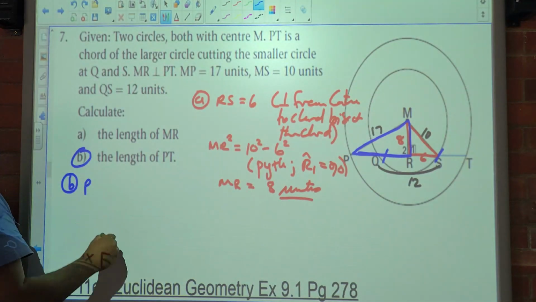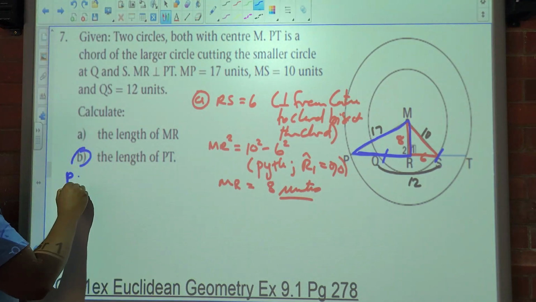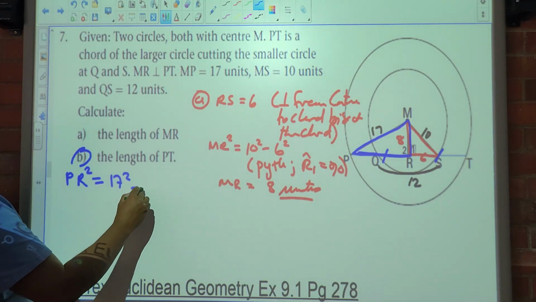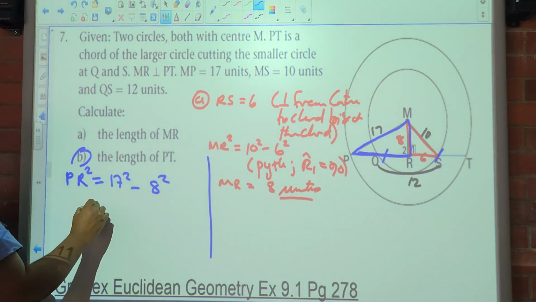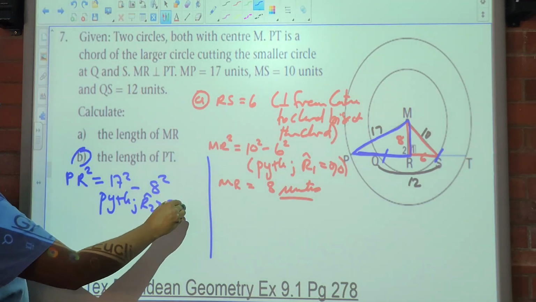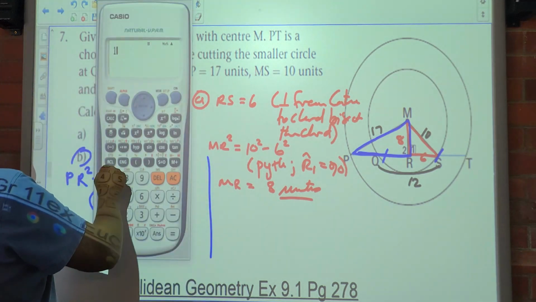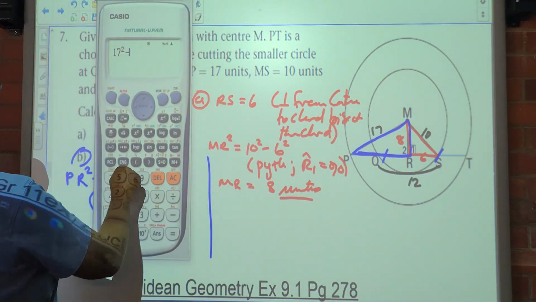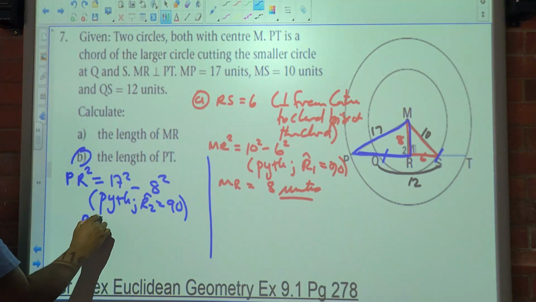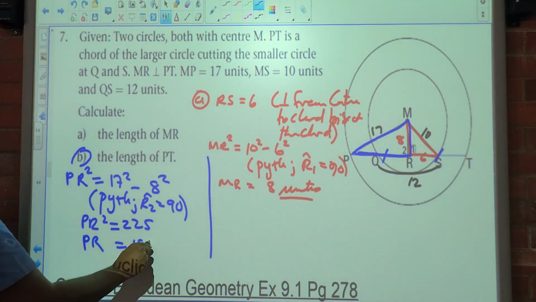So what do I say? PR squared is equal to 17 squared minus 8 squared. Why? Pythagoras, R2 equals 90. So 17 squared minus 8 squared, 225. So PR squared is equal to 225. The square root thereof is going to be 15 units.